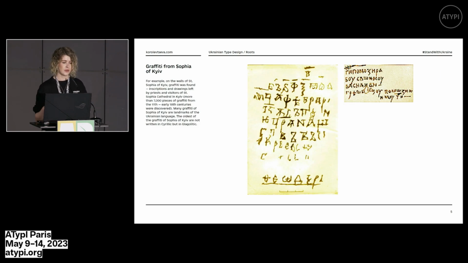For example, the walls of Sophia of Kiev have graffiti, inscriptions and drawings. Many graffiti of Sophia of Kiev are landmarks of the Ukrainian language. The oldest of the graffiti of Sophia of Kiev are not written in Cyrillic, but in Glagolitic.